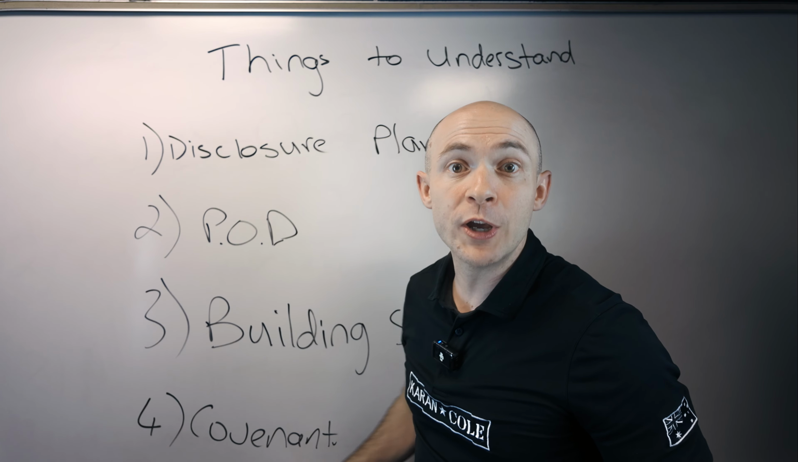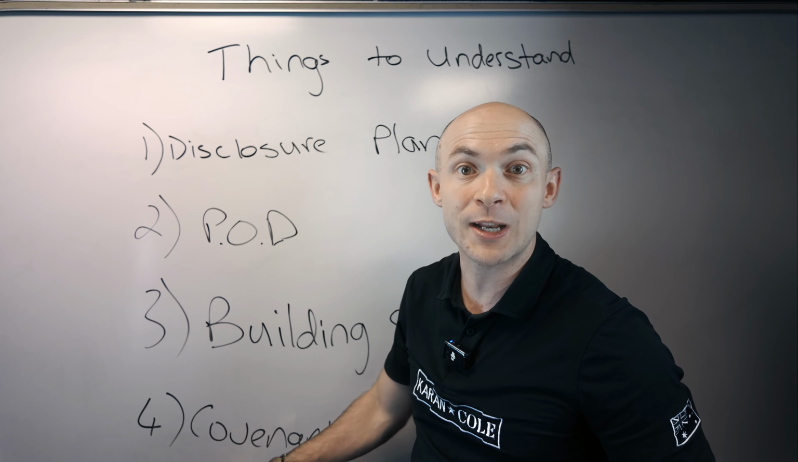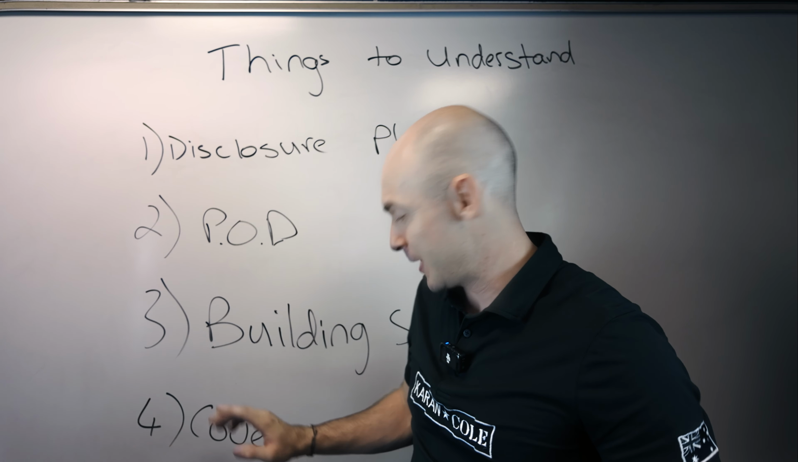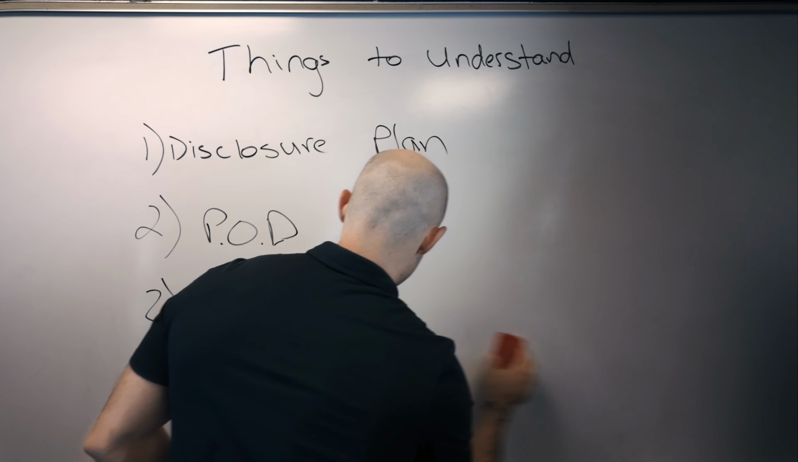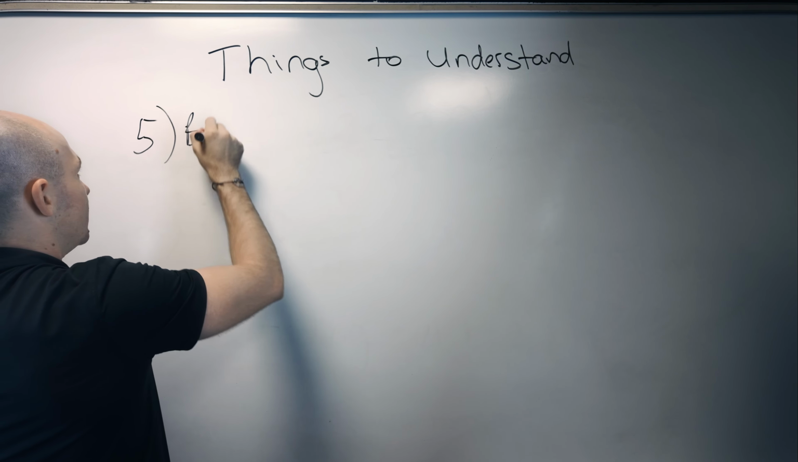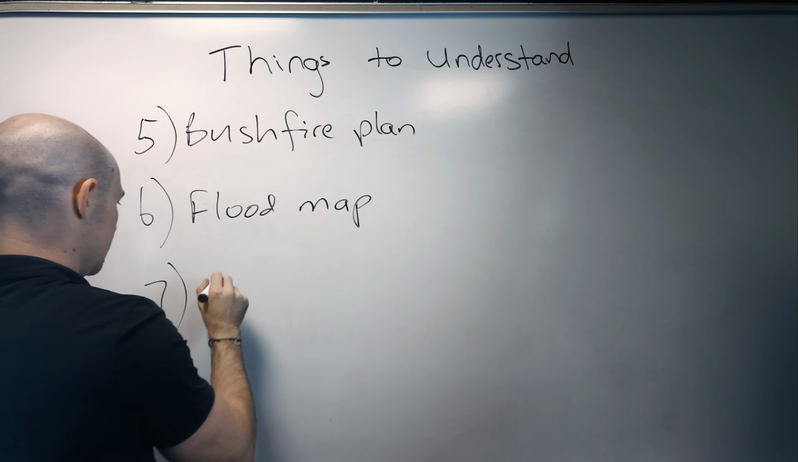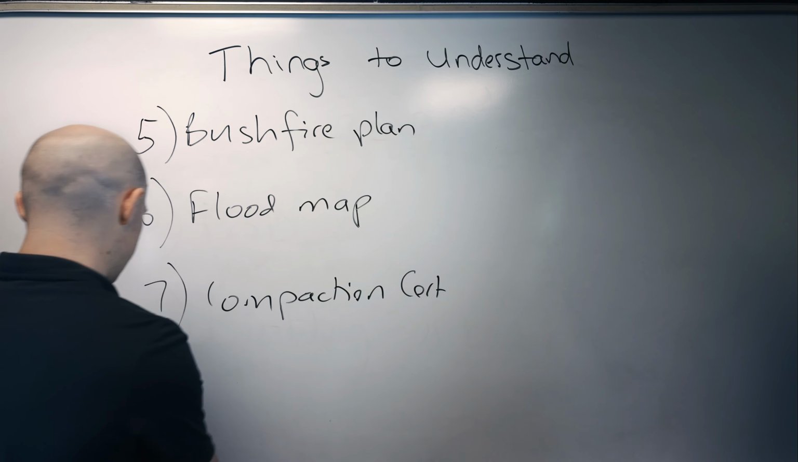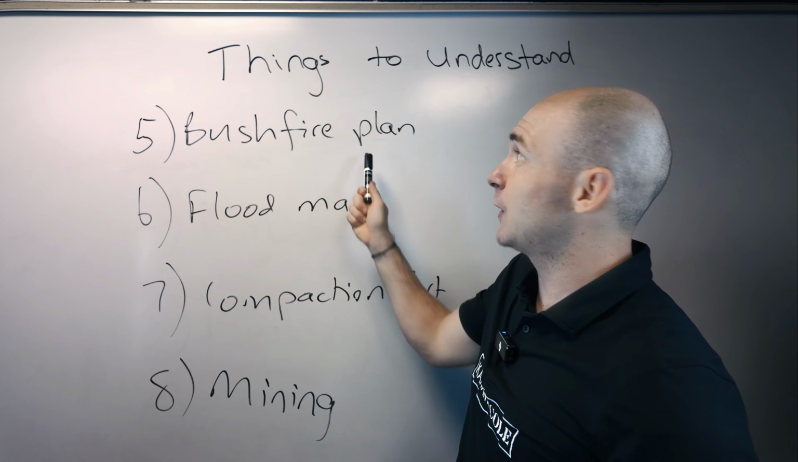We have a whole separate video that we've done on covenants, and that'll break it down even further. But understand that this is going to be something that people bring in. Now, on top of all of that, what else can you get when you're buying a block of land? 5, it's going to be bushfire. 6, flood map. 7, compaction certificate. 8, mining. Sweet. So some other things you might get are going to be bushfire plans.